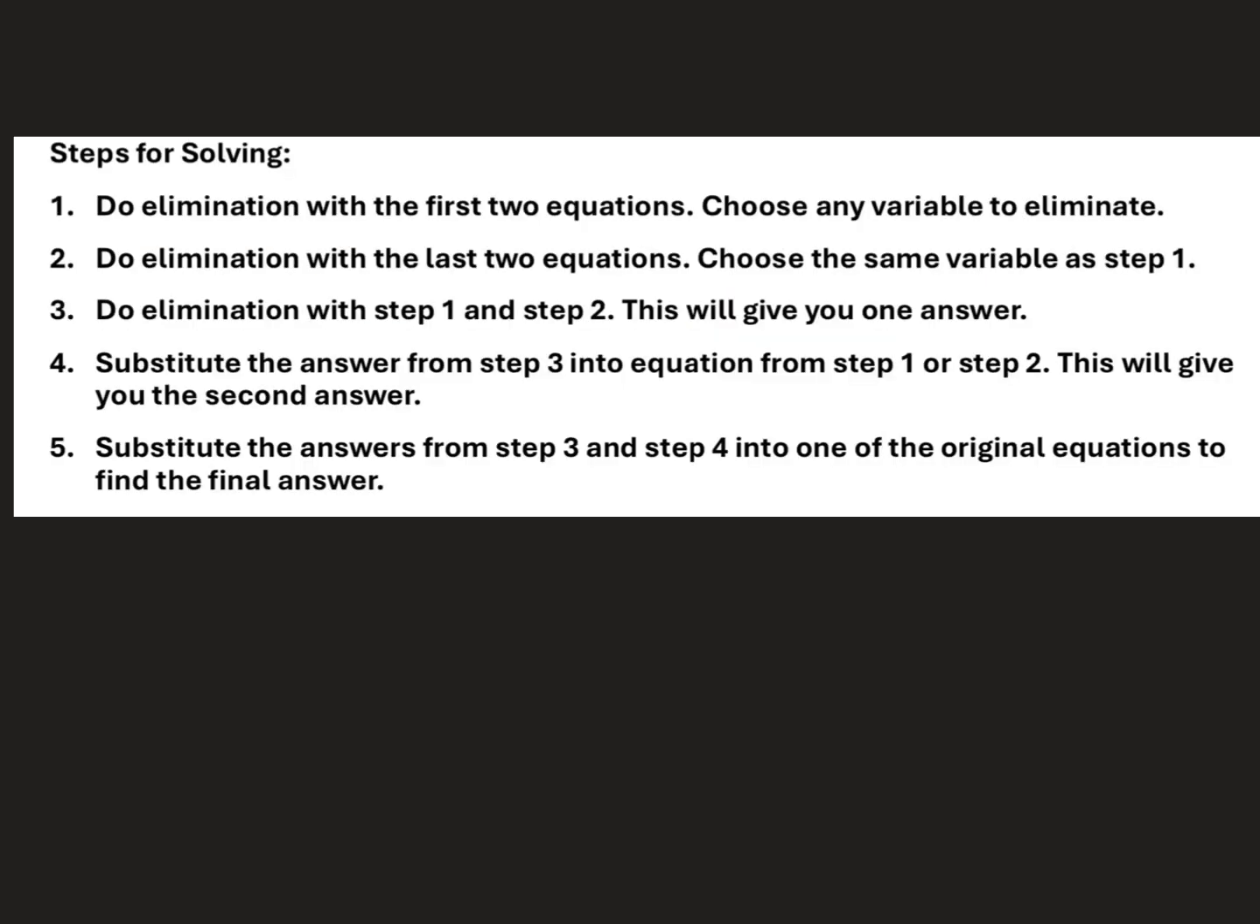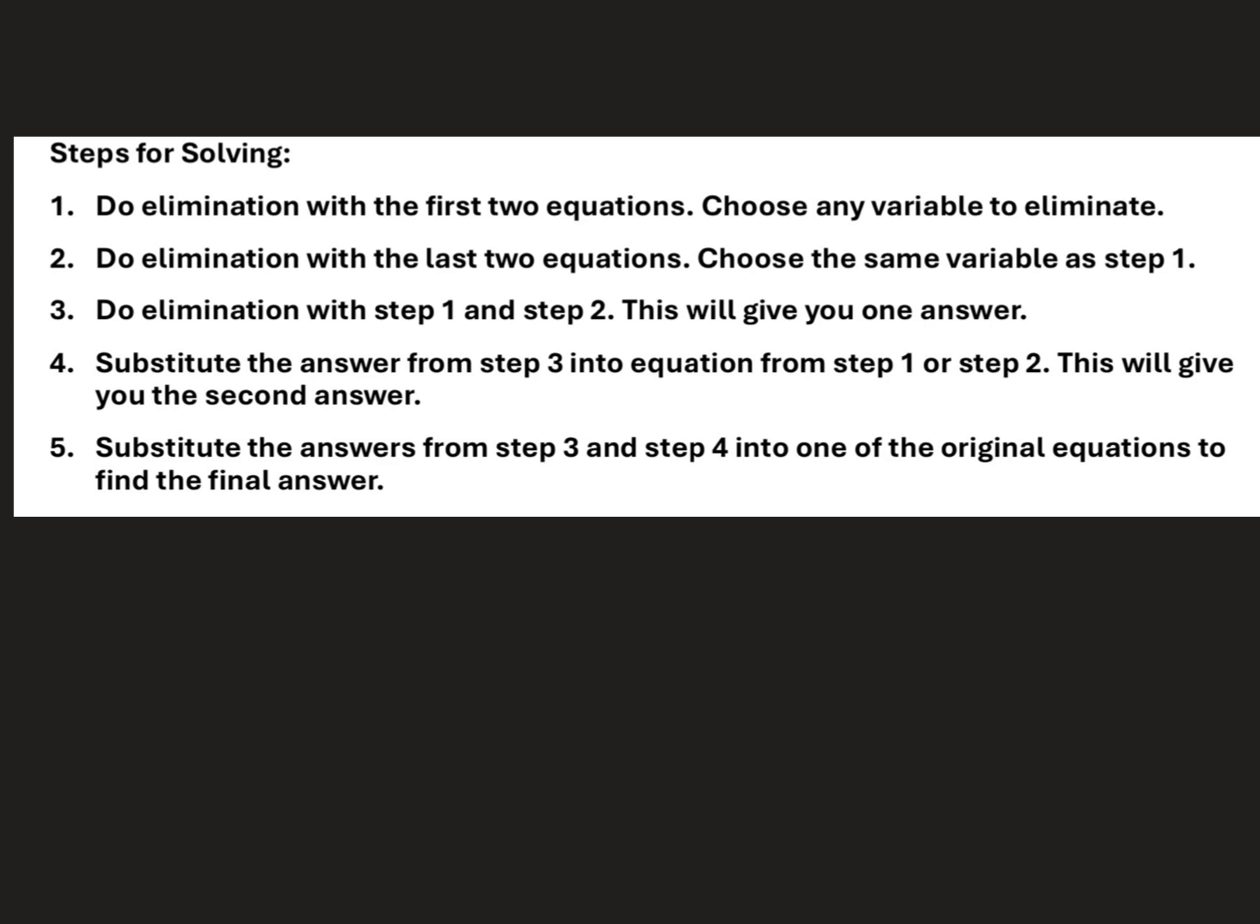To solve a system of three equations, you have a series of steps to do. If you'll please write those down on your paper. Number one, you'll do elimination with the first two equations. When you do this first step, you'll choose any variable to eliminate. Number two, you'll do elimination with the last two equations, and you must choose the same variable as step one.